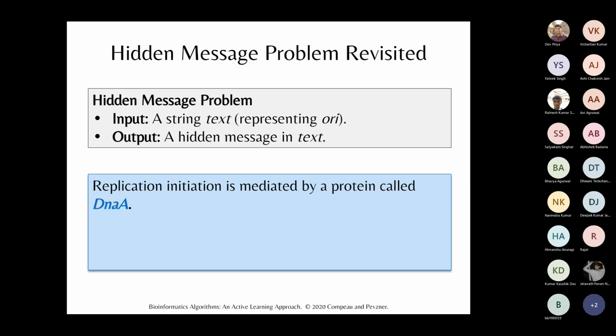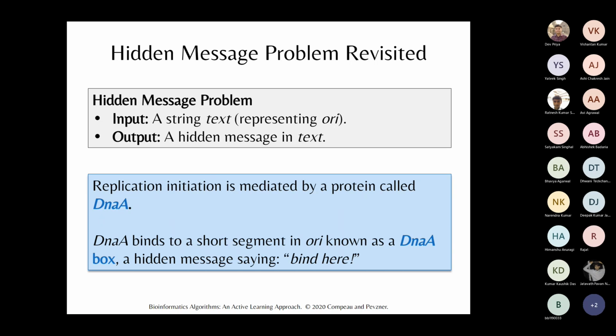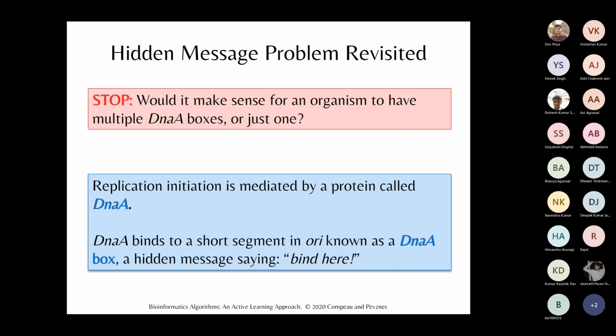We know that DNA replication is mediated by a protein called DnaA, and this protein DnaA typically binds to short stretches of nucleotides called the DnaA box. This DnaA box is essentially like a message to the protein saying, come and bind here. Whenever the DnaA protein binds to a location, that is where the replication starts. So DnaA boxes bind to short segments inside the ori. This is biological information that we know.